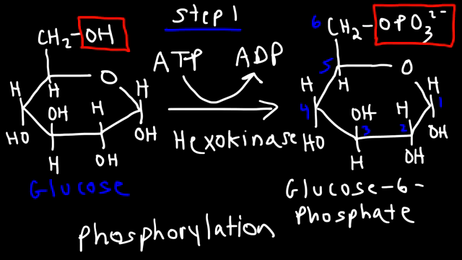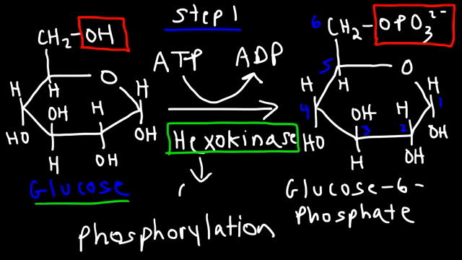So a kinase enzyme catalyzes the transfer of a phosphate group from ATP to another acceptor molecule. And the word hexo is due to the fact that the acceptor molecule, glucose, contains 6 carbons. Hexo means 6. Now, there's something else that's needed in order for this process to work, and it's a cofactor. It's the magnesium 2+ ion. So you need this ion in order for this reaction to work.